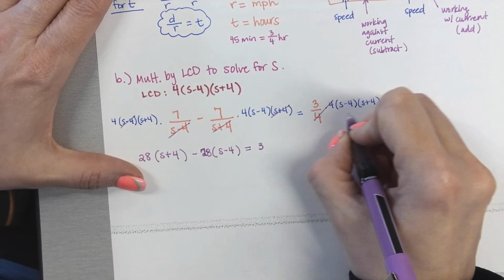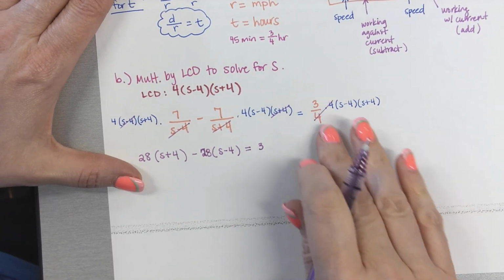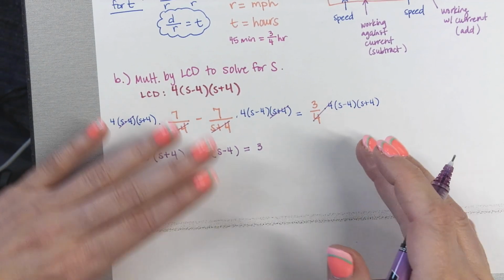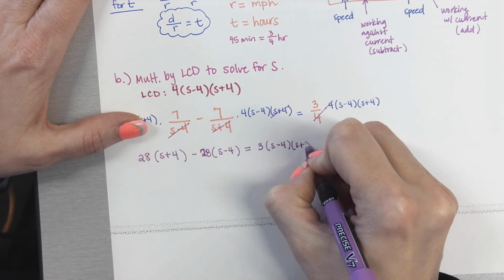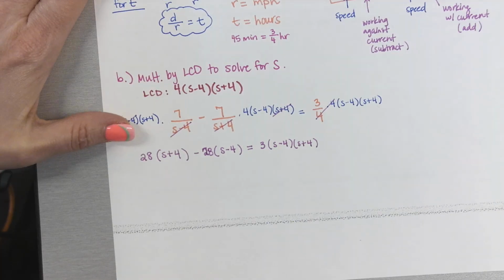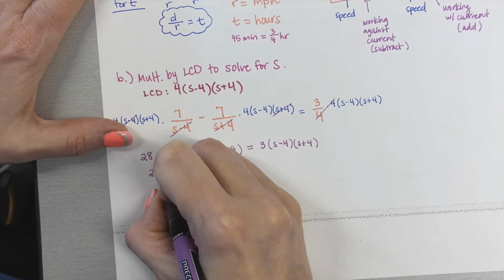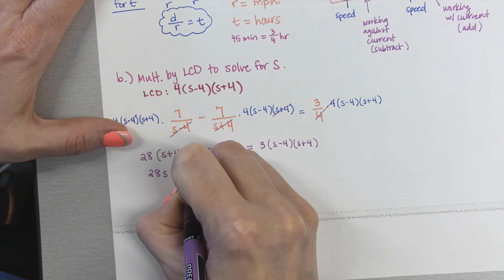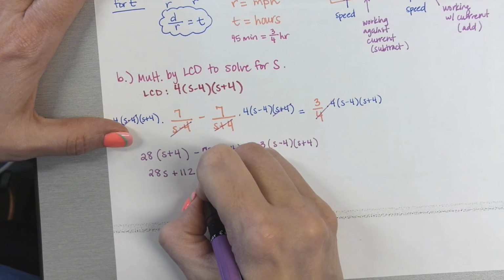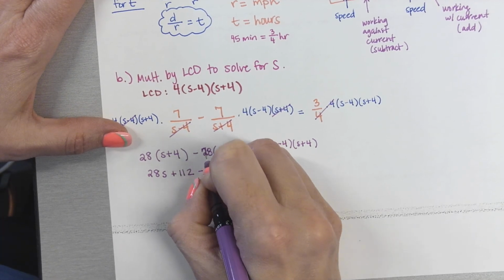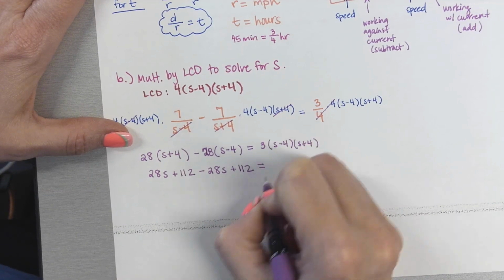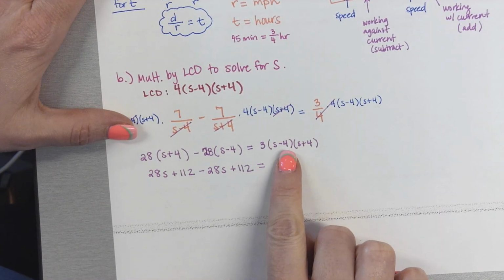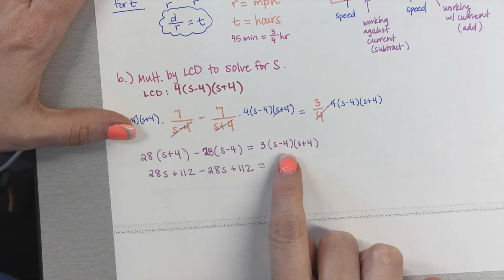Okay, and then you're gonna multiply these two together. If you wanna do that in this step, you can. If you wanna do it in the next step, you can. Alright, so when you distribute 28, you get 28s plus 112. And then be careful on this one, because you have a negative times a negative, so those are gonna double.